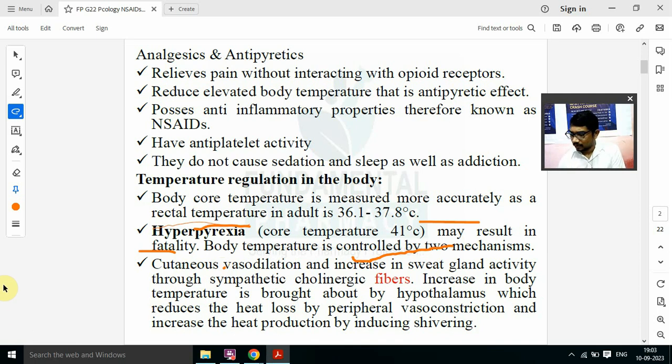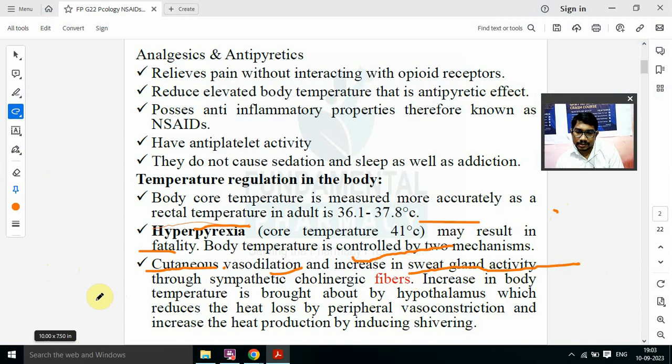How? First, it will cause cutaneous vasodilation. The blood vessels under your skin, the cutaneous ones, will be dilated, and that will cause heat exchange. Your body's heat will be exchanged with the external environment. Due to cutaneous vasodilation, you will feel a warm sensation, and because of that heat exchange can happen.